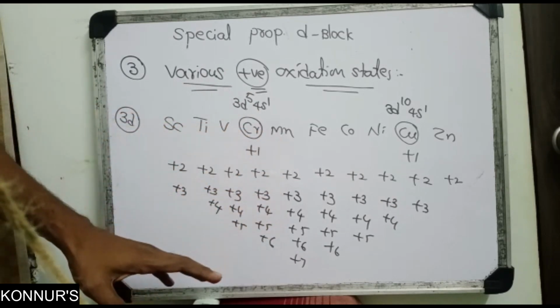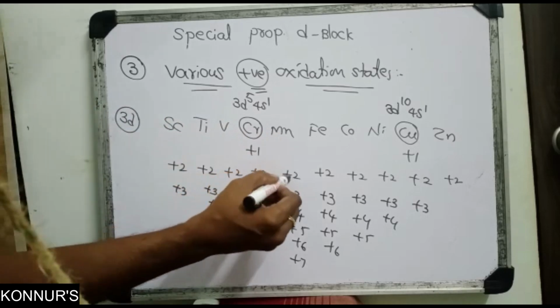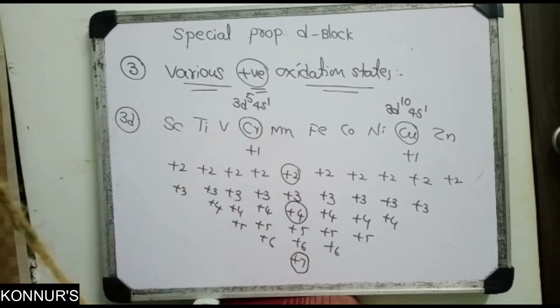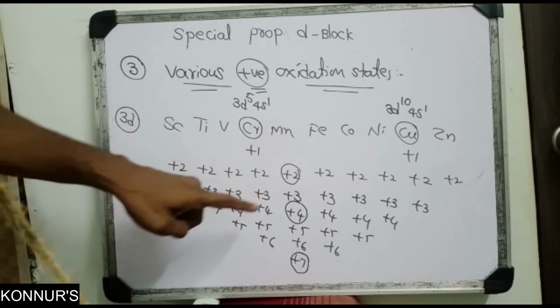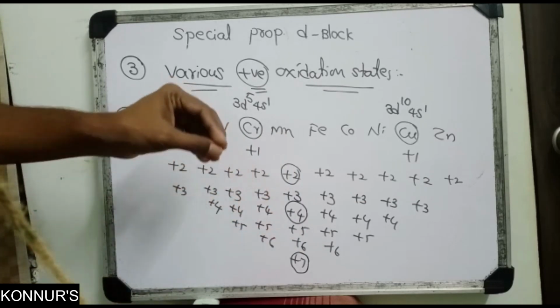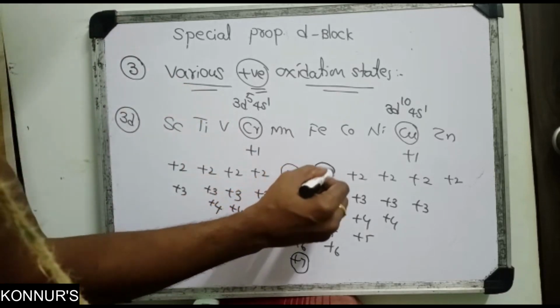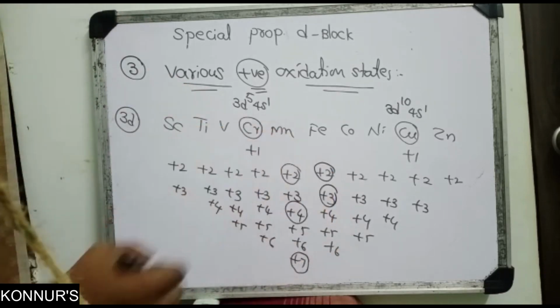All are not showing. Means some only stable. Manganese +2, manganese +4, manganese +7. These are more stable. Remaining, they are coming in the middle of the reaction and they will go. Suppose you take iron. Iron is showing +2 and +3. These two are very important.